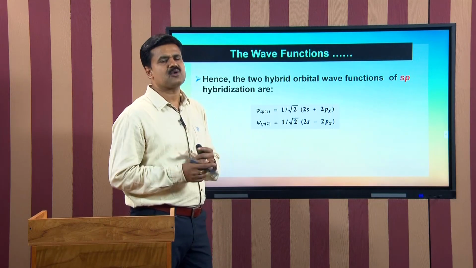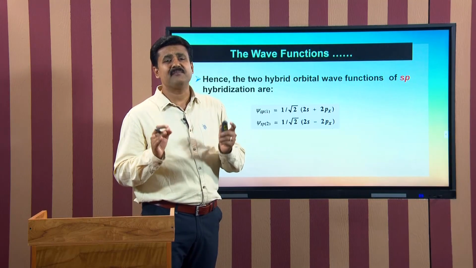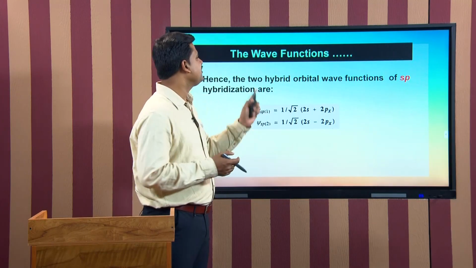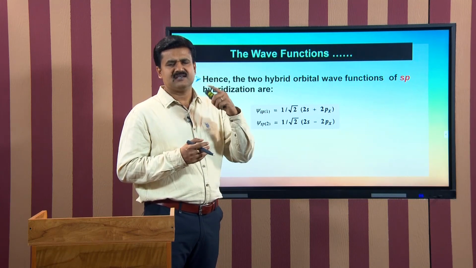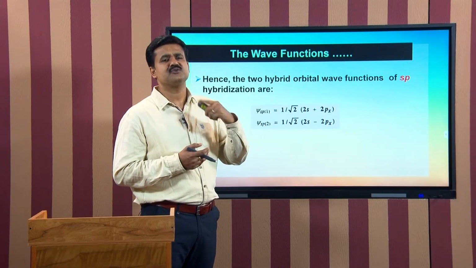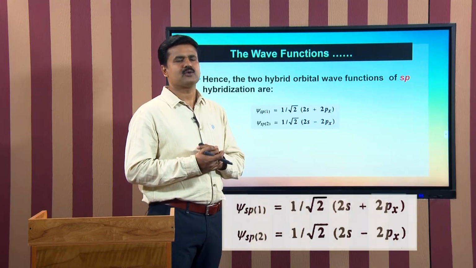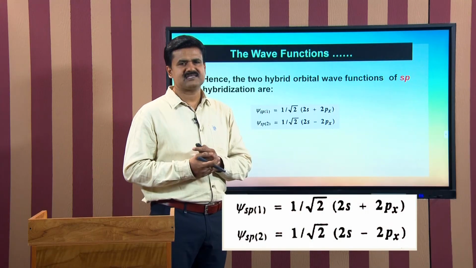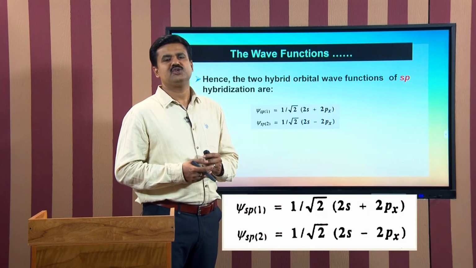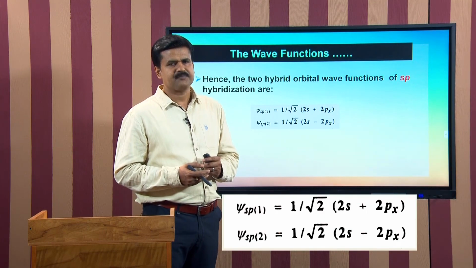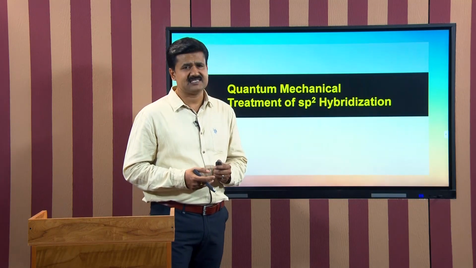Thus, by applying the quantum mechanical principles, we got the two hybrid orbital wave functions of sp hybridization. The hybrid orbital wave functions of the two sp hybrid orbitals are psi sp1 is equal to 1 by root 2 into 2s plus 2px, and psi sp2 is equal to 1 by root 2 into 2s minus 2px. That is all about the quantum mechanical treatment of sp hybridization.